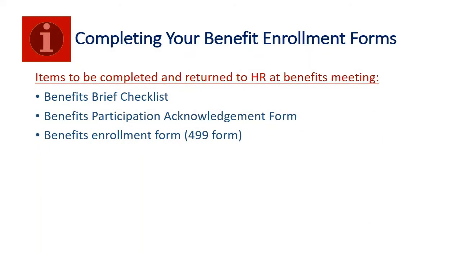The following items need to be completed and returned to Human Resources at your scheduled benefits meeting. These forms have been provided to you via email labeled Benefits Forms to be completed. The package includes a benefits brief checklist, which has you review all of the items covered in this briefing, participation acknowledgement form, which reviews your eligibility deadlines, and the 499 benefits form, which is utilized to enroll or waive you from coverage.